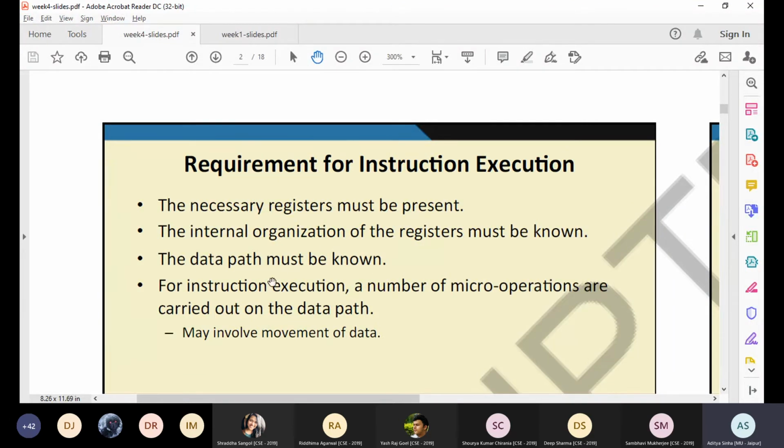The data path must be known. Can anybody elaborate or give an idea what we mean by data path? We have discussed this, but not with this name. Can anybody give a vague definition? What do you mean by data path? Like the way the data is being fetched. Only fetched, or decoded, or executed? How the whole data flows and travels inside the processor. Yes, in the processor, ALU, until memory, so the whole flow of the data inside. So you're getting that idea.